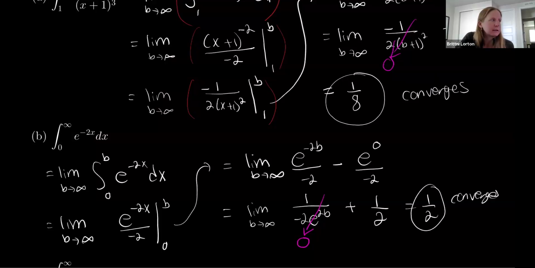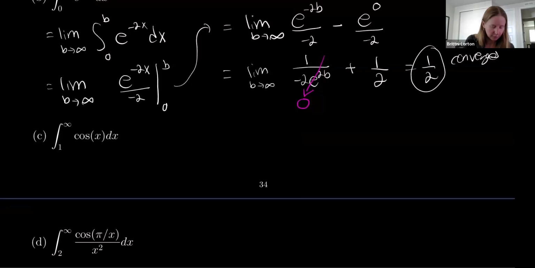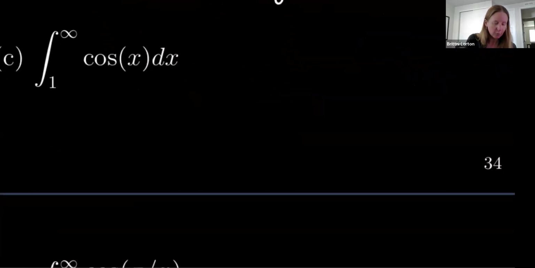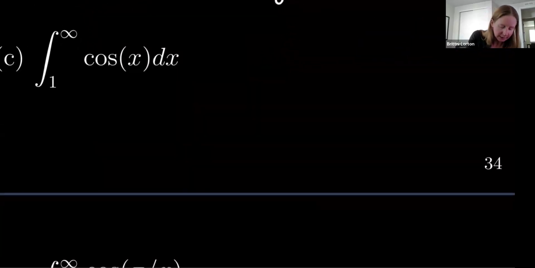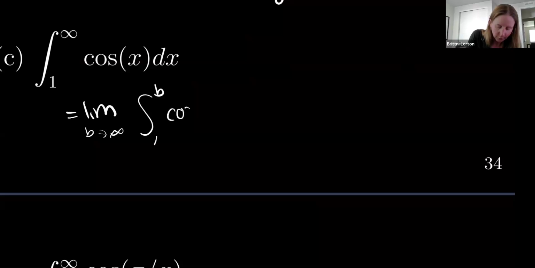Let's practice another example. Okay, so let's practice one more. The integral from 1 to infinity of cosine, same type of question. The limit as b goes to infinity of the integral from 1 to b of cosine. Keep track of your limit notation.